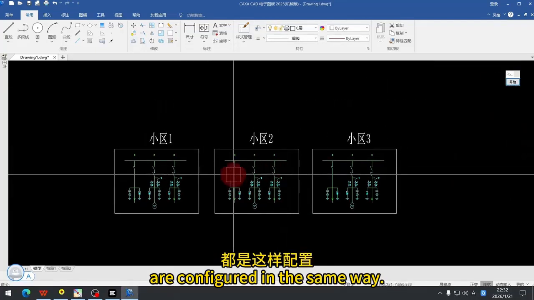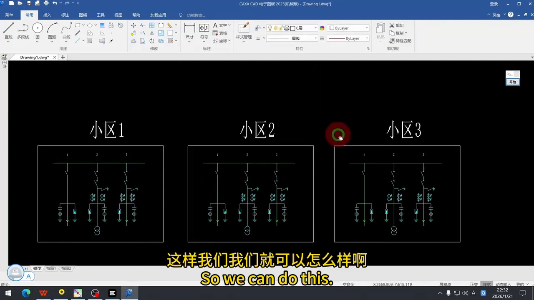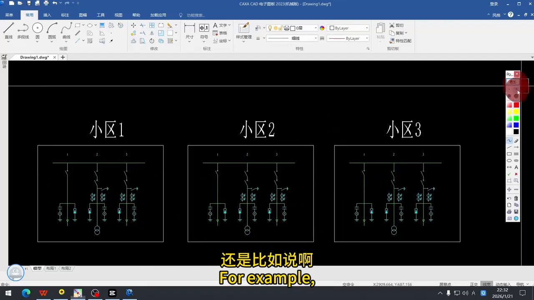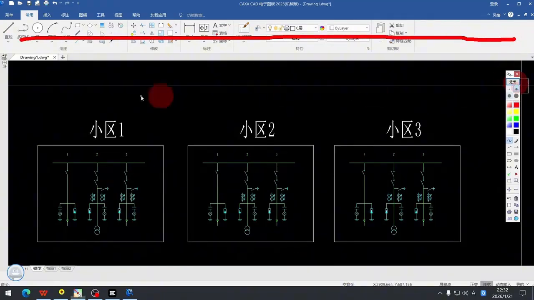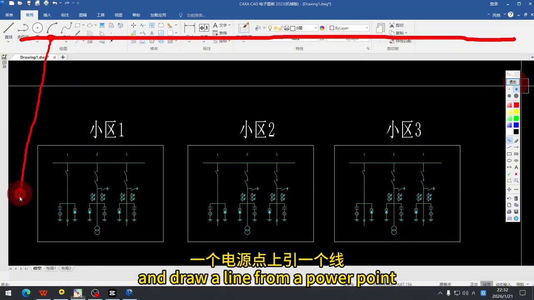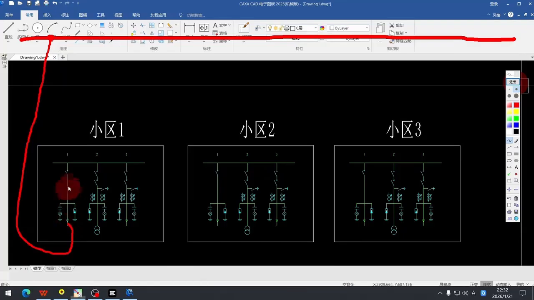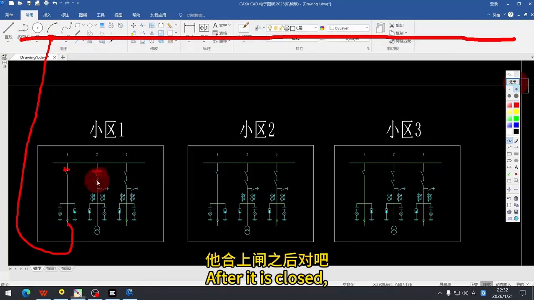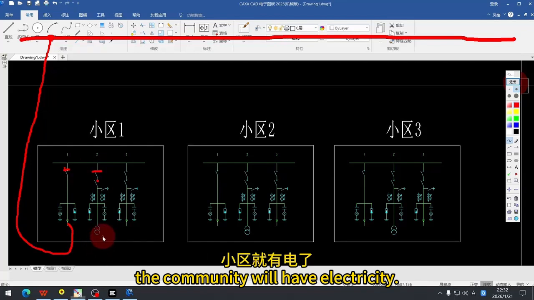Then let's take a look. All 3 communities are configured in the same way. One out means one loop. So we can do this. For example, this is still a power pole. Then we lead a cable out of the power point and draw a line into the incoming cabinet inside of our community. After it is closed, the transformer in this community has electricity. The community will have electricity.